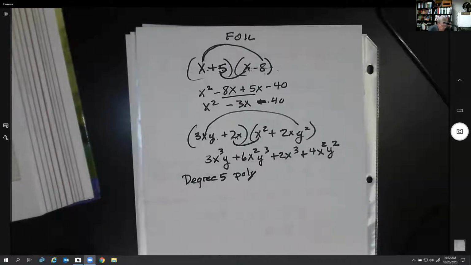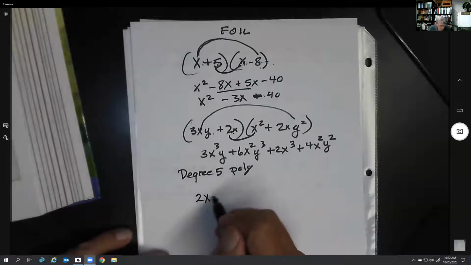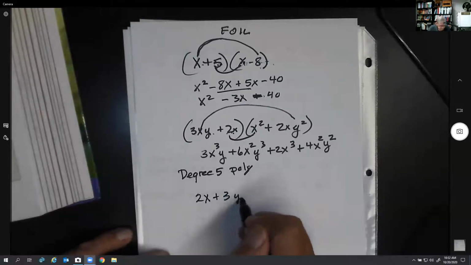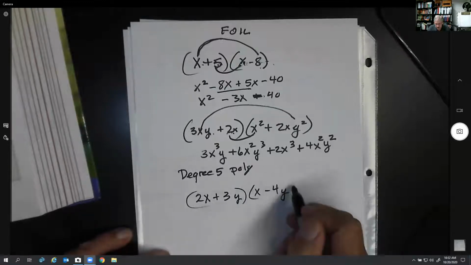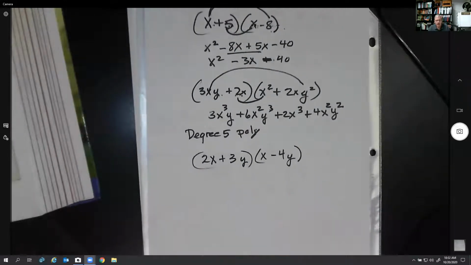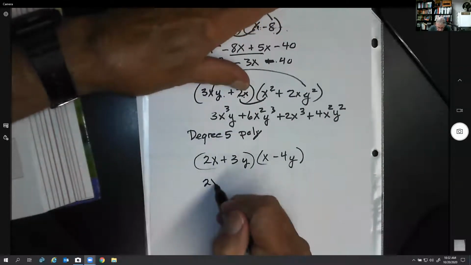Okay, so you kind of get the idea. Let's do one more. 2x plus 3y, x minus 4y. And we use this all the time, let me tell you. Yeah, the higher you go in math, the more you use all this stuff. So this will be 2x squared, first times first.